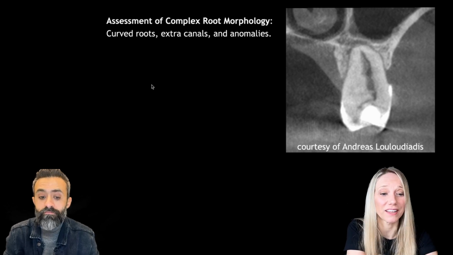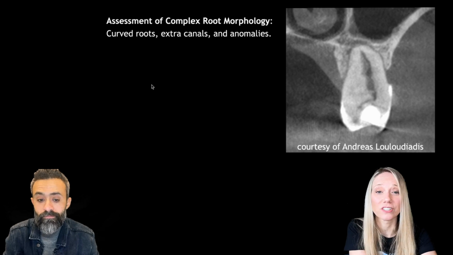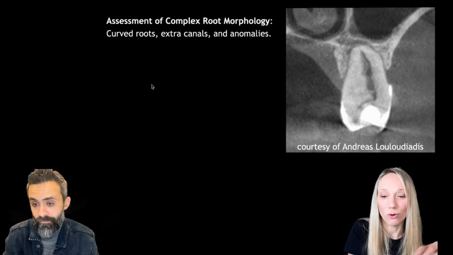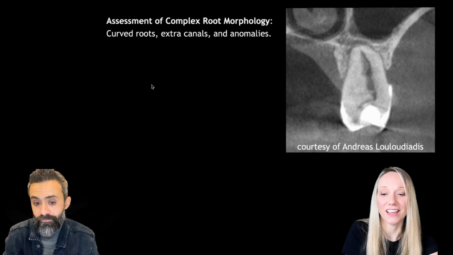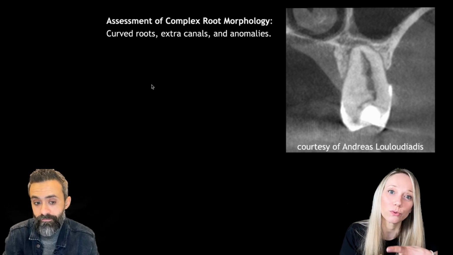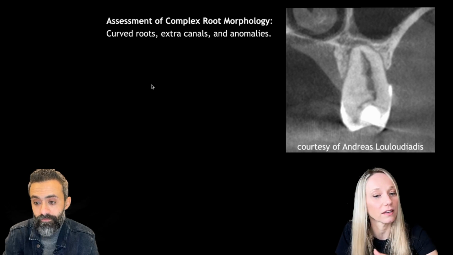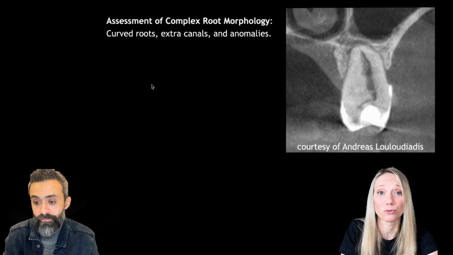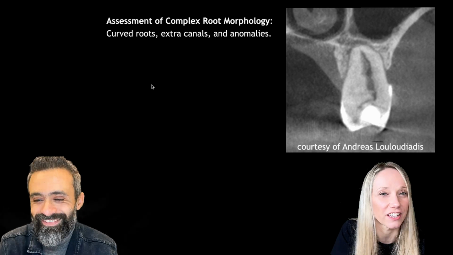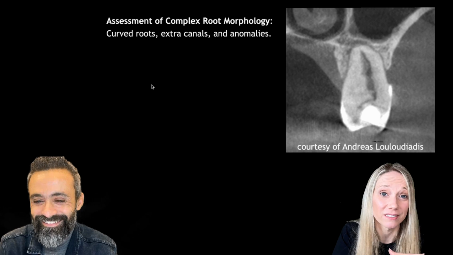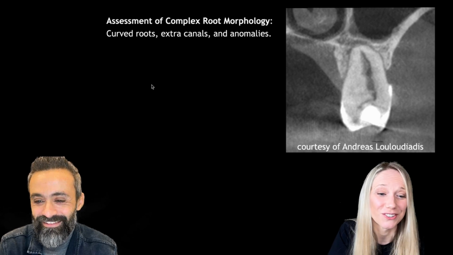This is, for example, a case by Andreas, who found a first upper molar with one root and one root canal, which is extremely rare. But he was able to diagnose it and to be aware of the situation only by taking the CBCT. So I think it can really help us as endodontists, because we face some challenging cases, and with the CBCT we can be prepared on what we have to find.